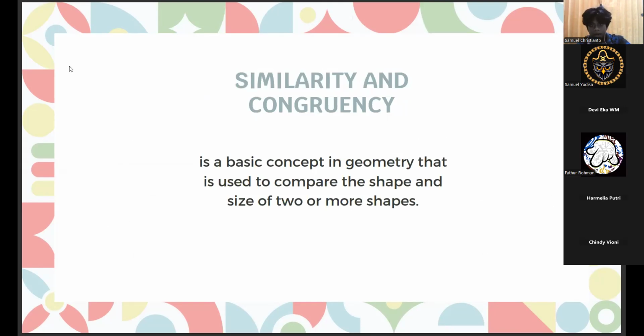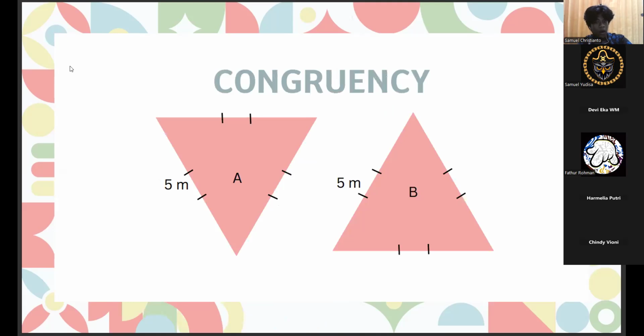Next content, we're going to talk about similarity and congruency. What are they? Similarity and congruency are basic concepts in geometry that are used to compare the shape and size of two or more shapes. Next slide, please. The first one, we're going to talk about congruency. Let's say we have two equilateral triangles with sides of 5 meters. Because they are equilateral, all the sides are 5 meters also. And this is called congruency.